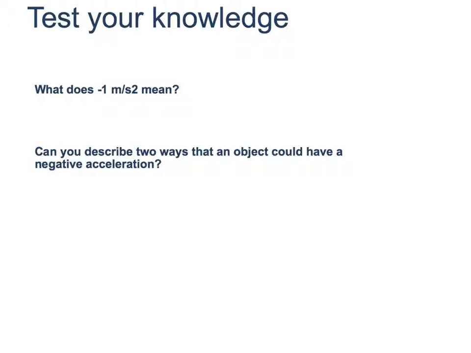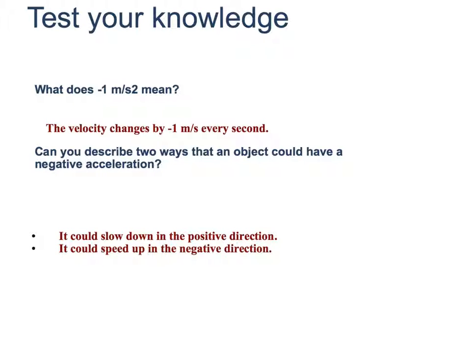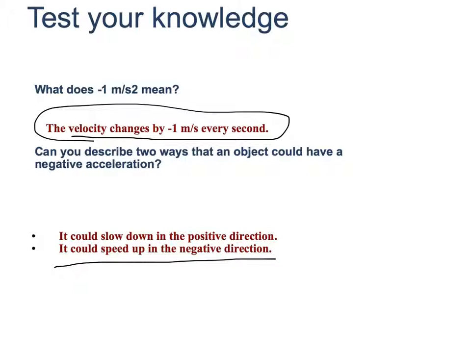What does minus 1 meters per second squared mean? Can you describe 2 ways that an object could have a negative acceleration? The velocity changes by 1 meter per second every second. So every second you're going to go negative 1 meter per second. Here's some examples. It could slow down in the positive direction, or it could speed up in the negative direction. There's 2 different ways that could happen.